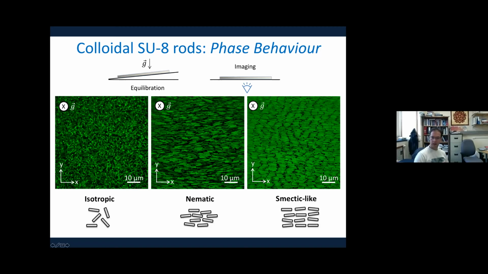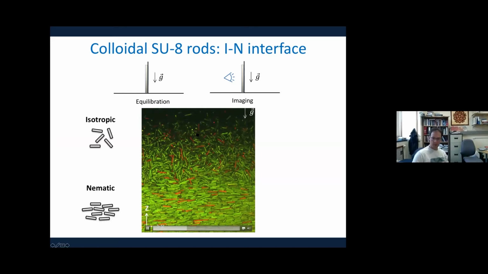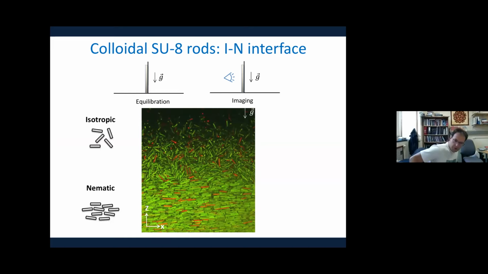Because we have isotropic and nematic, if we put the sample vertically and let gravity go down, we can indeed make these nice interfaces, right? You have a nematic phase at the bottom here, an isotropic phase at the top, and we can image this with confocal microscopy. So the next step, of course, towards manipulating these interfaces is to bring in optical tweezing.